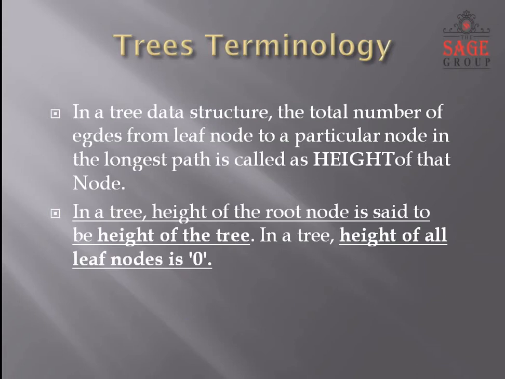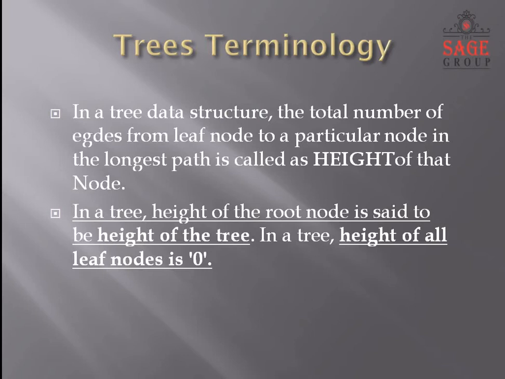Now, let us come to what is the height of a tree. If I say height of a tree, it is the longest path from the leaf node to a particular node. If I am looking at the height of a particular node, then from the leaf node to that node whose height we are measuring, the total number of edges along the longest path is known as the height of the node. The height of the root node is called the height of the tree.